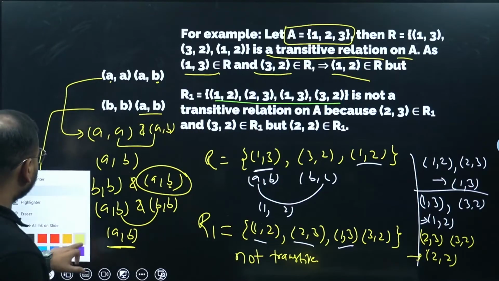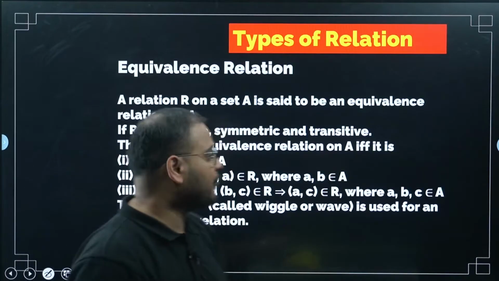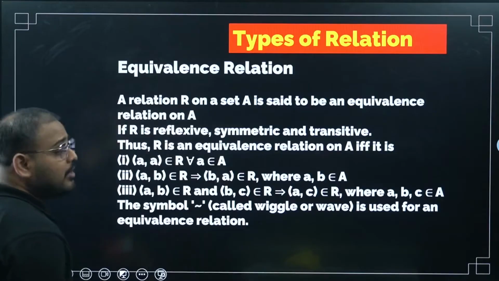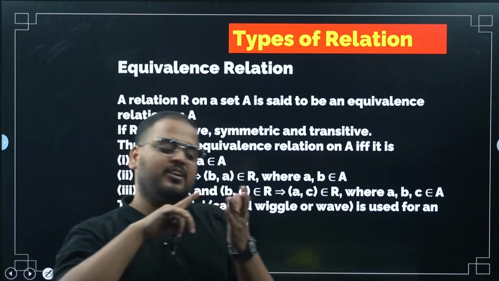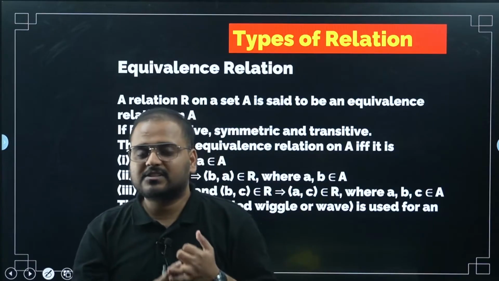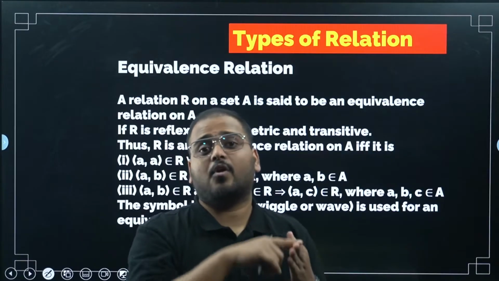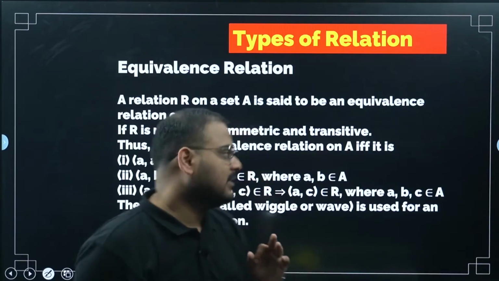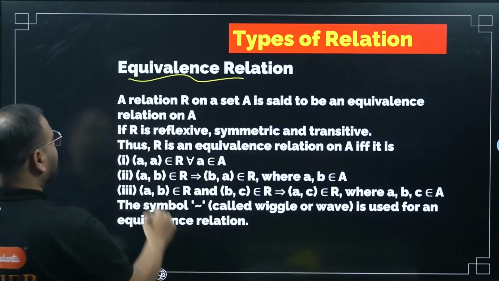Moving on, it might be complicated, but when we see it in the question, it will become very easy. Now, equivalence relation. For any relation R, if all three conditions, symmetric, reflexive and transitive, are true at the same time, that relation will be called an equivalence relation.